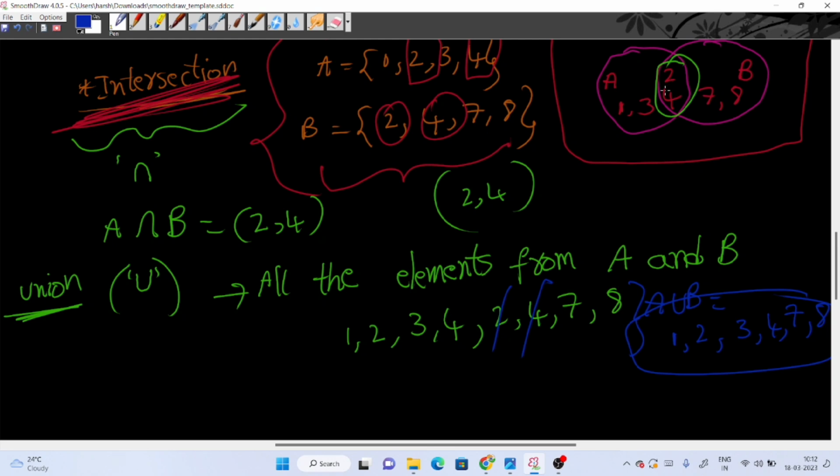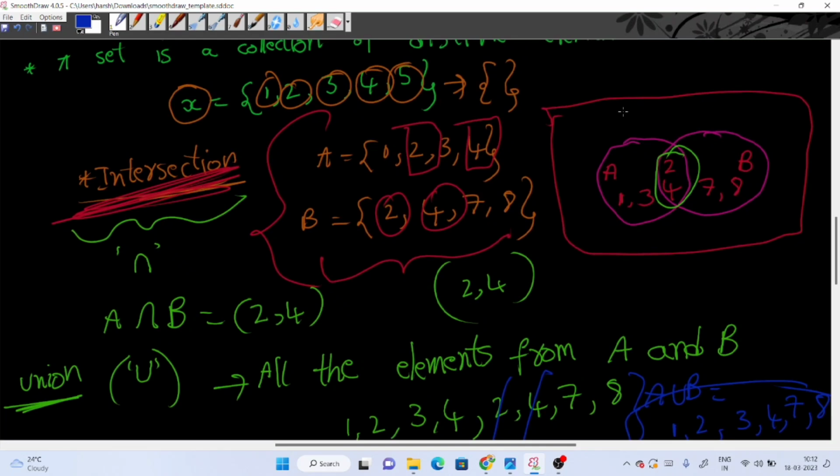Here you may also see that while doing A union B, we can simply give all the elements in A and all the elements in B, including the common intersection points. So all these elements combined give us A union B. This is the example of union.